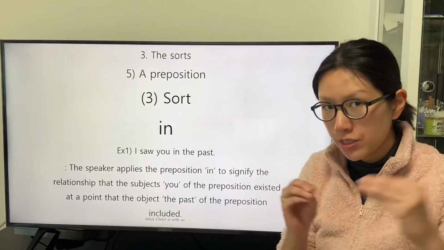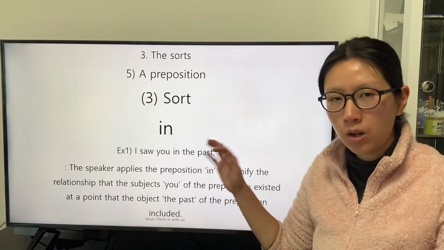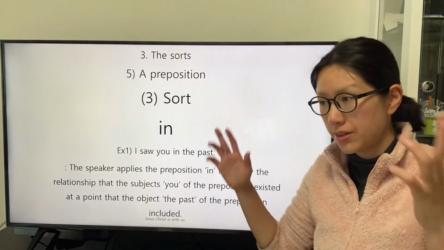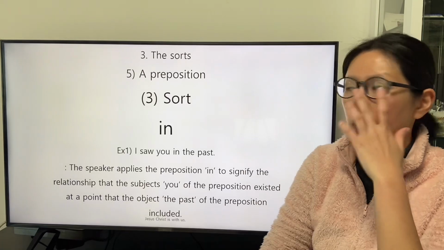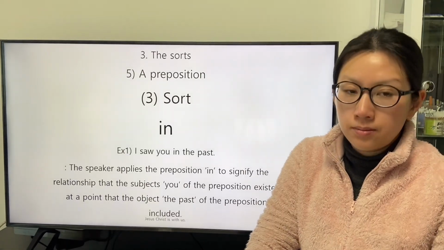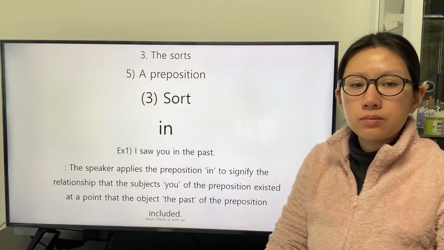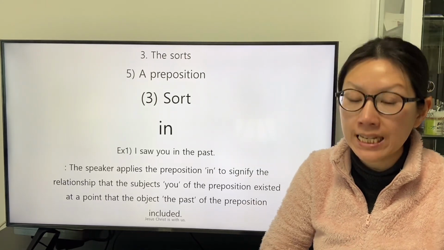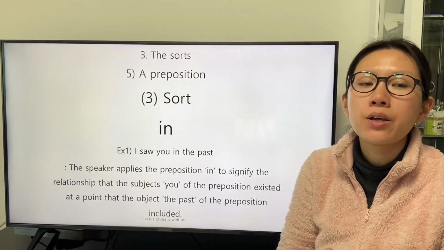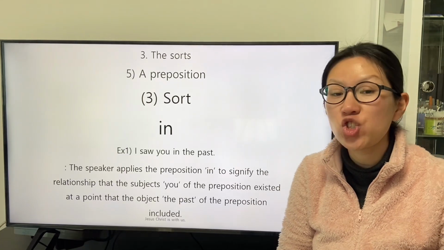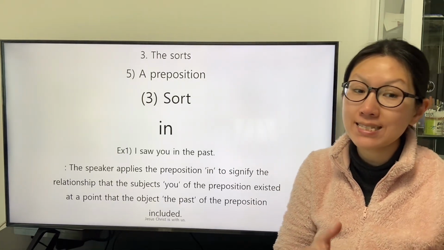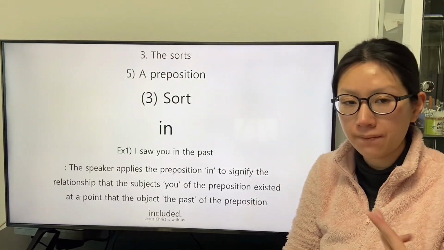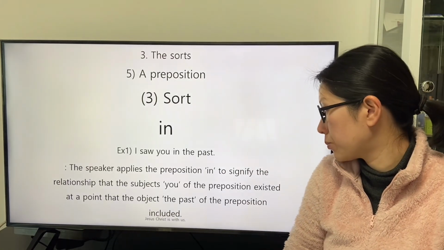According to the definition of the preposition in, we can understand that the listeners are included in the object, the past. The speaker applies the preposition in to signify the relationship that the subject's use of the preposition existed at a point that the object, the past of the preposition, included.